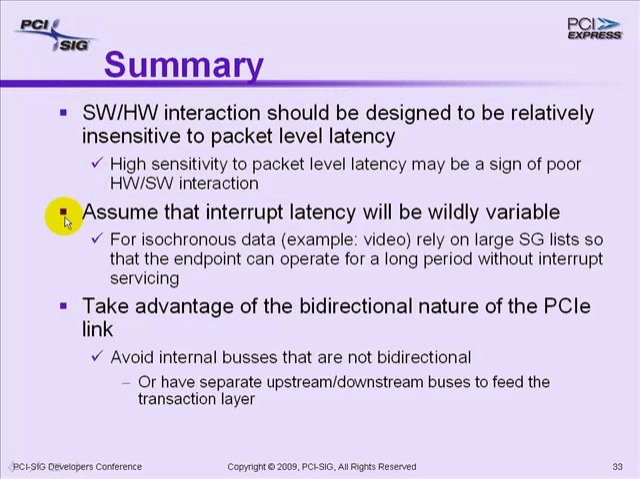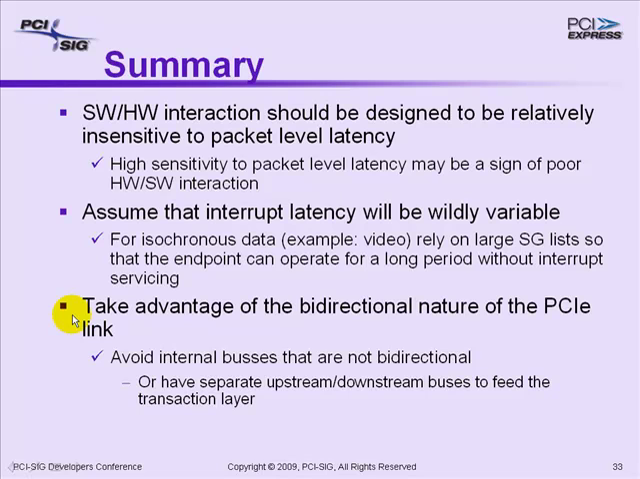Assume that interrupt latencies will be widely variable. This is particularly a problem for isochronous data, for example, video. So here, rather than relying on large, deep buffers, for example DDR memory buffers, it's better to rely on deep scatter-gather lists so that you can effectively launch and forget a series of scatter-gather processing that will be able to ride out very long latencies of servicing at the interrupt level.